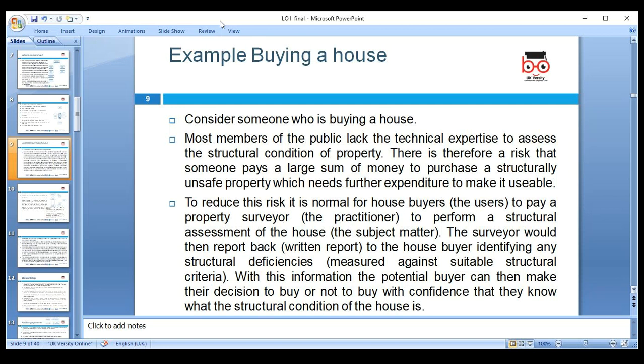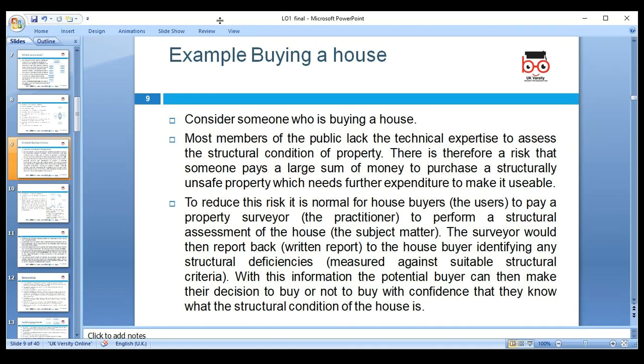It is normal for the house buyer to pay a property surveyor, a practitioner, to perform the structural assessment of the house. The surveyor would then report back with a written report identifying any structural deficiency, made against suitable structural criteria. With this information, the potential buyer can then decide whether or not to buy, with the confidence that they know the structural condition of the house. So that's crucial, and that's what we need to look at.